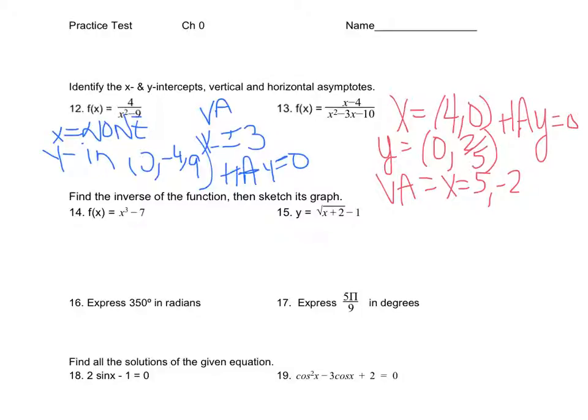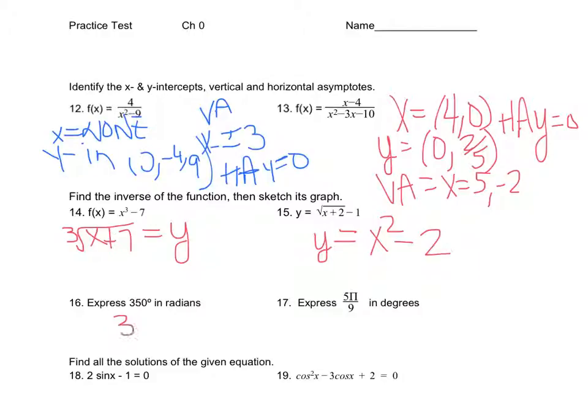Okay, on find the inverse, the basic thing that I want you to be able to do is to find the inverse, which means that you have to switch x and y. So your inverse for number 14 is the cube root of x plus 7 is equal to y. And then 15, your inverse is y equals x squared minus 2. 16, your expression, you're taking 350 degrees and you're trying to take it to radians.